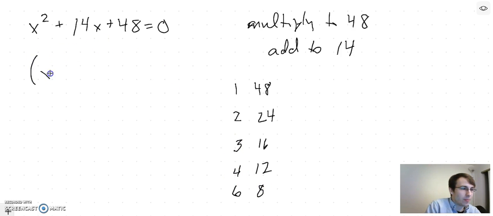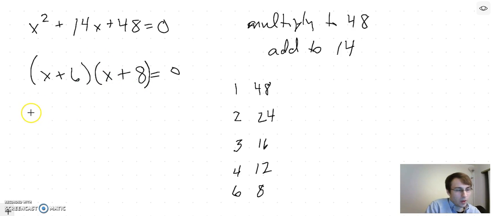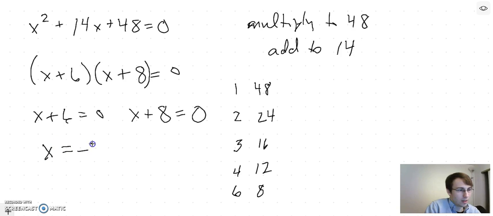So then we've got x plus 6 times x plus 8 equals 0. So then we break it up. Either x plus 6 equals 0 or x plus 8 equals 0. So x equals -6 or x equals -8. Now, that's about the trickiest part of factoring.